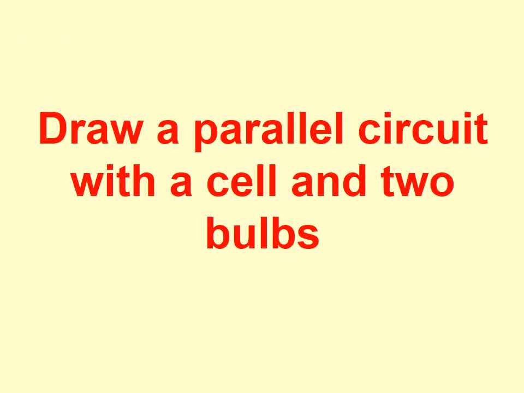Now this time we have to draw a parallel circuit with a cell and 2 bulbs. But remember, they're in parallel, so each bulb is behind the other one. Now remember, you can pause this video at any time. So, we would draw a cell, the symbol for your cell, and 1 bulb here and 1 bulb here. And we can see that 1 bulb is behind the other. We've drawn 2 paths for the current to take.